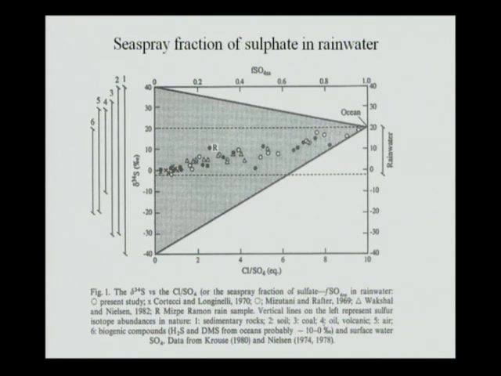Again, using the same principles. Chloride to sulfate ratio, and the fraction of sulfate remaining from zero. Seawater is here, 20 per mil, chloride to sulfate ratio here. The present study are the black ones.